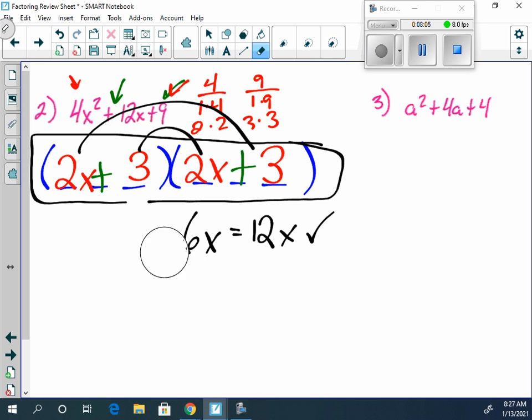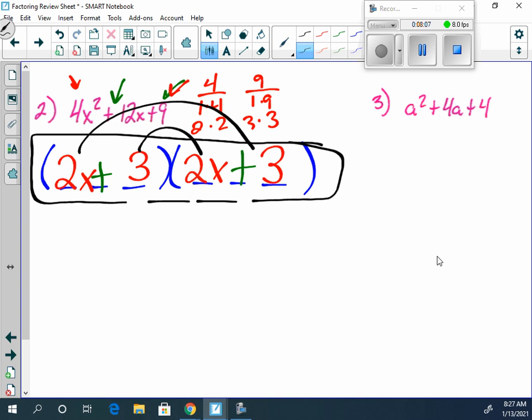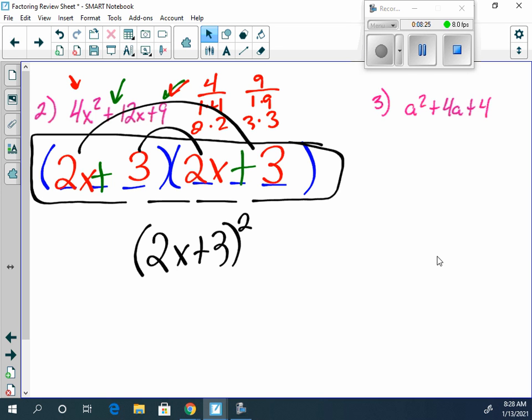Now, if you really wanted to, we could write it as 2x plus 3 squared. Since they're both the same, 2x plus 3 and 2x plus 3, they're the exact same, I could rewrite it as 2x plus 3 squared. That works also. Any questions on number 3?